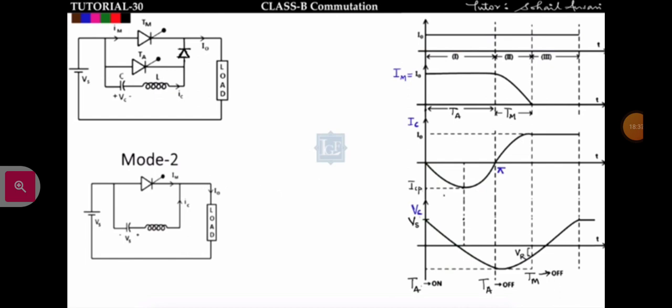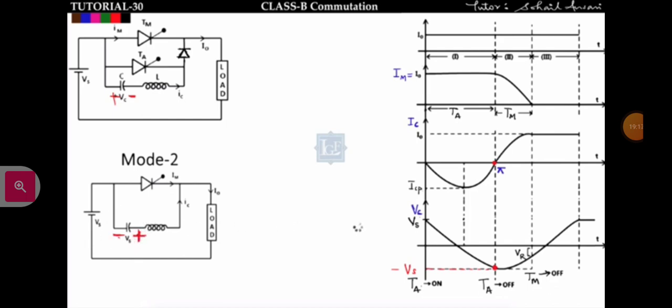See here, at the end of mode 1, what is the current flowing in the capacitor? Mode 1 starts from 0 to pi. So at the end of mode 1 the current flowing across the capacitor will be 0, and the voltage drop across this capacitor will be minus Vs, that we have seen in the previous slide. This means the polarity of voltage across the capacitor will be from minus to plus. Initially it was from plus to minus, but after mode 1 the voltage polarity across the capacitor will be from minus to plus, like this.